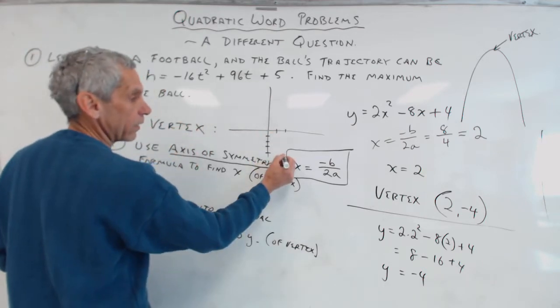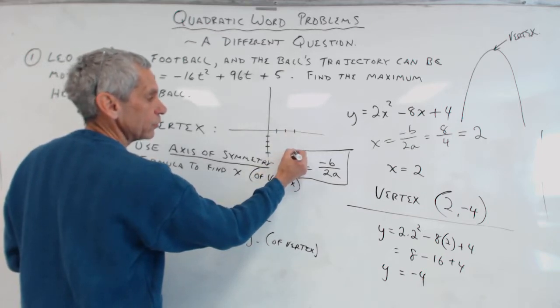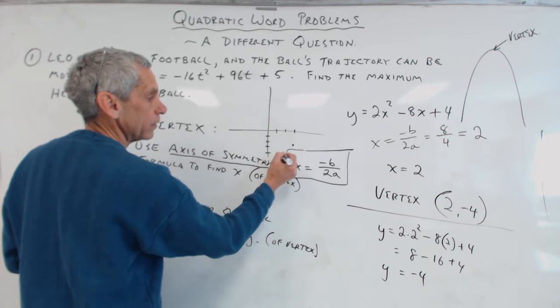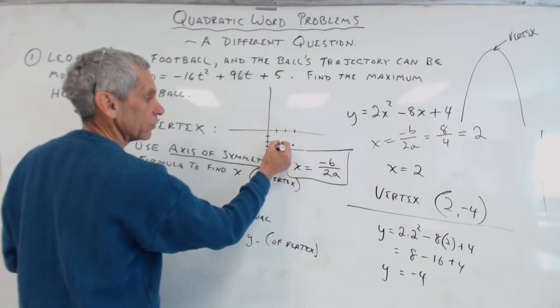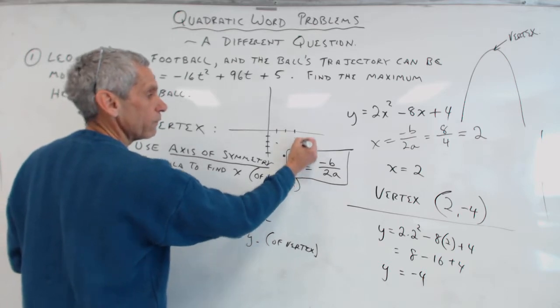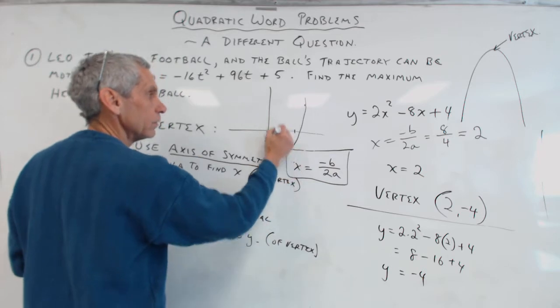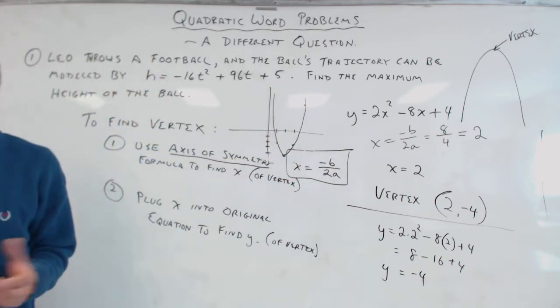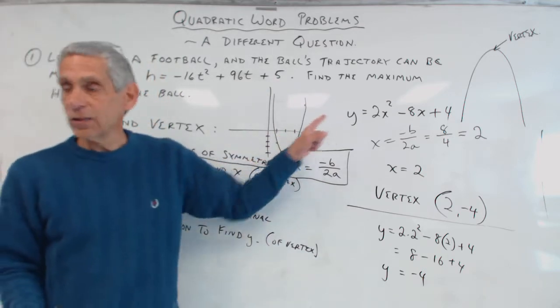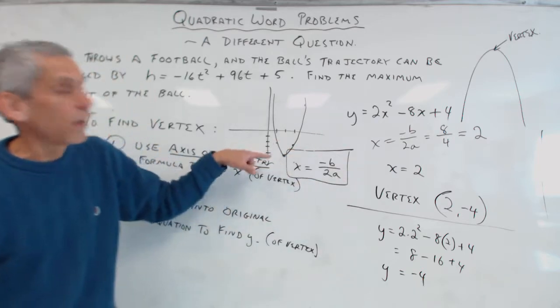So from here I go over 1, up 1 times 2, so twice, put a dot. And over 2, up 4 times 2, so over 2, up 4 times 2, it's up here. I do it over here this way too. So here's my parabola. Remember this? Okay, so that's basically it. You're finding the vertex. You know how to find the vertex and you know how to graph it.